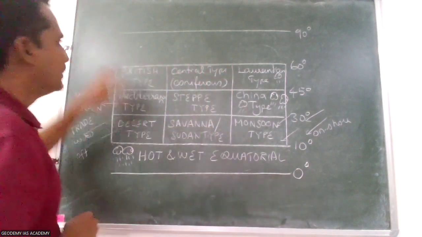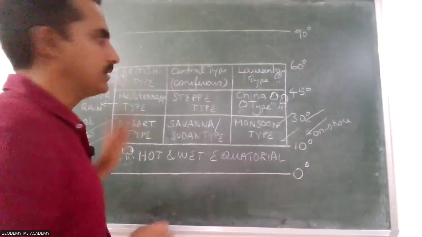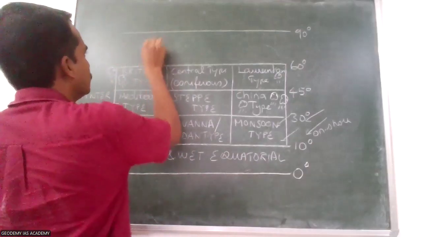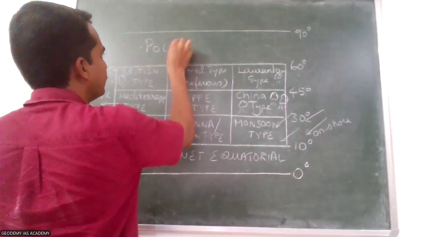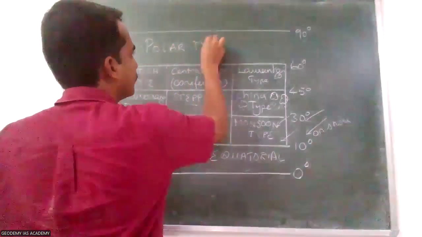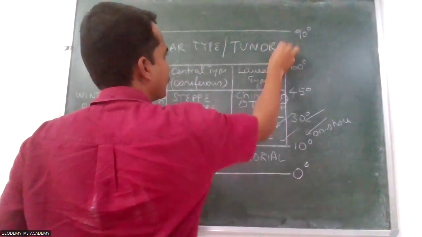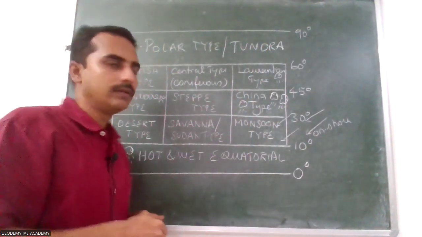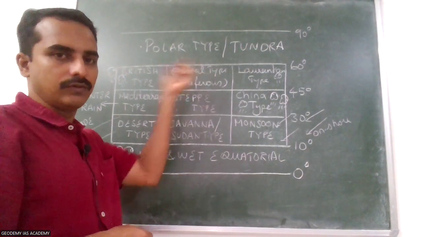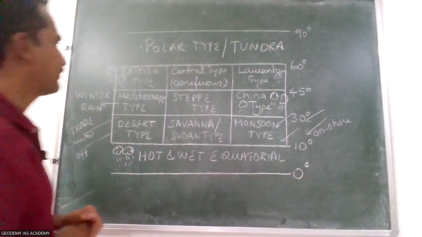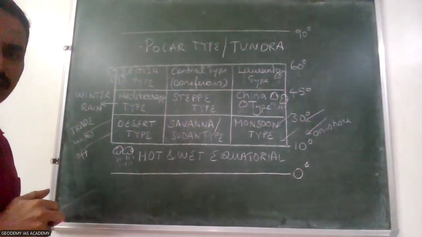Okay, and then the 60 to 90 is the polar type, tundra vegetation pattern. Tundra. Okay. Clear? And this is taiga type, coniferous. Yes. Okay. So this is the world climatic zone.